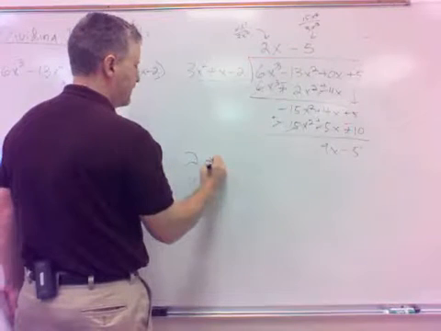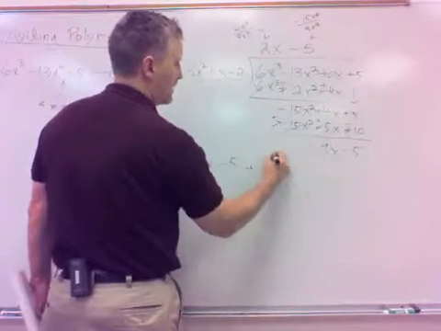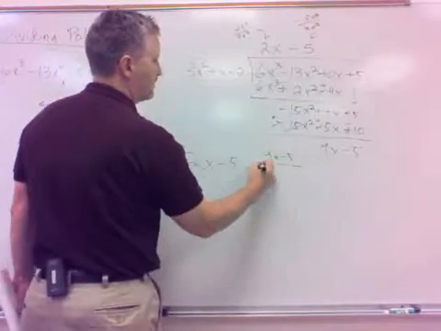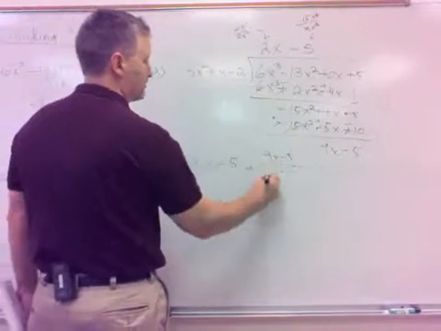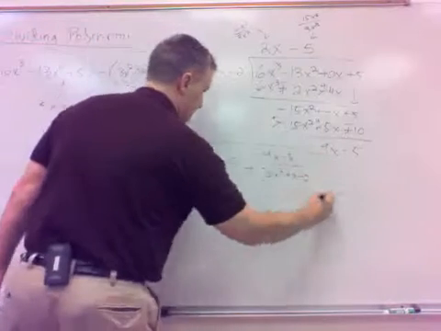So I'm going to have 2x minus 5. That's my quotient. Plus, then the 9x minus 5, put it over the divisor that we started with. So this answer would come out this way. Okay?